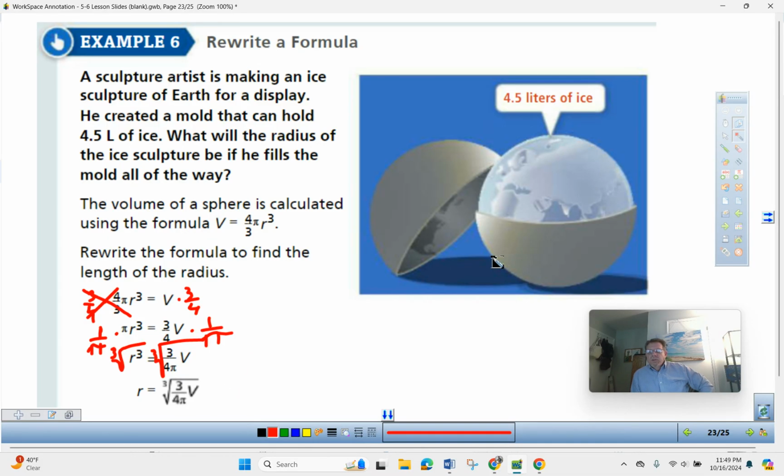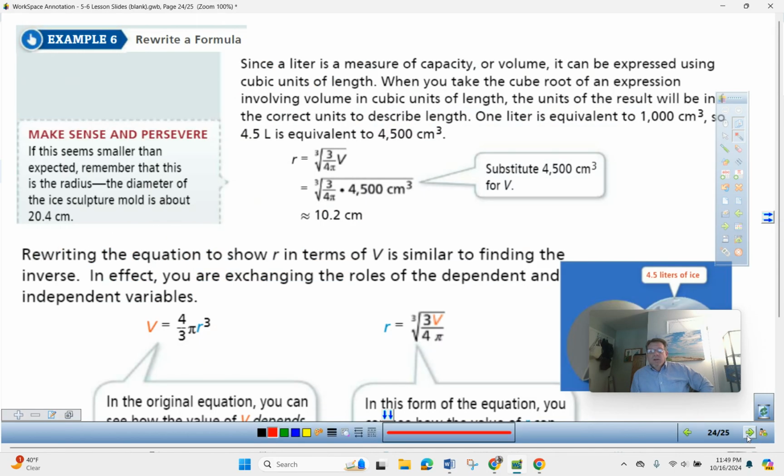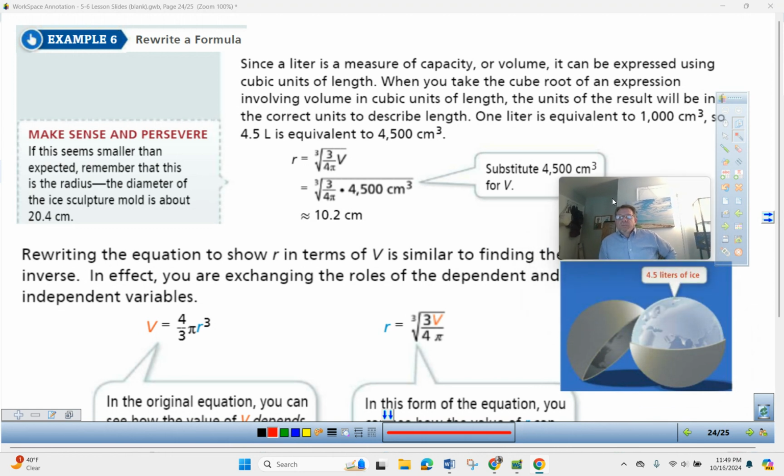You're definitely going to need to be able to do that in many situations, especially on the test. They go on just a little bit further to put a little twist in it for you. It says, since a liter is a measure of capacity or volume, it can be expressed using cubic units of length. When you take the cube root of an expression involving the volume in cubic units of length, the units of the result will be the correct units to describe the length.